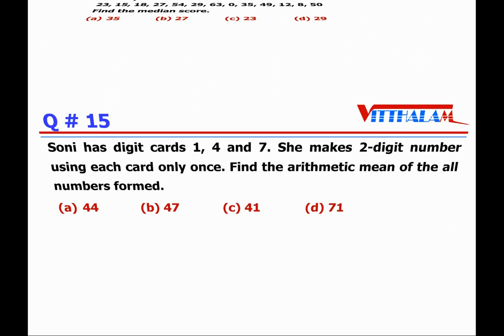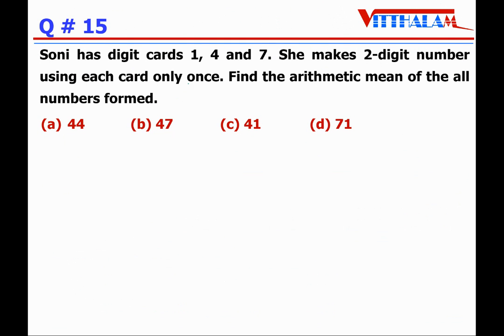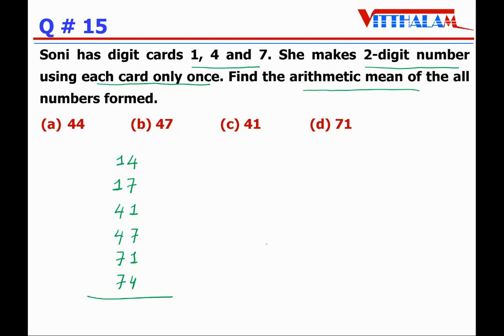Next. Sony has digit cards 1, 4, and 7. She makes 2-digit numbers using each card only once. Find the arithmetic mean of all the numbers Sony has formed. So first of all, we have to find out the 2-digit numbers using the given digits 1, 4, and 7. How many 2-digit numbers can we form? First, 1-4. Second, 1-7, third, 4-1, next, 4-7, then 7-1, and 7-4. So we can make 6 numbers.